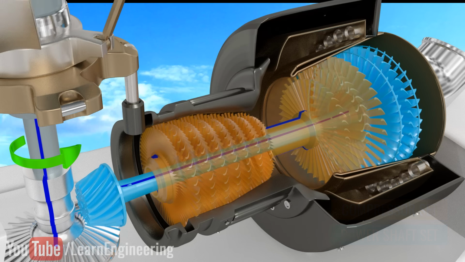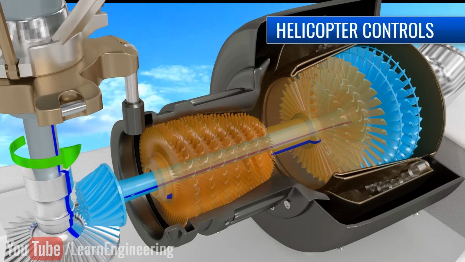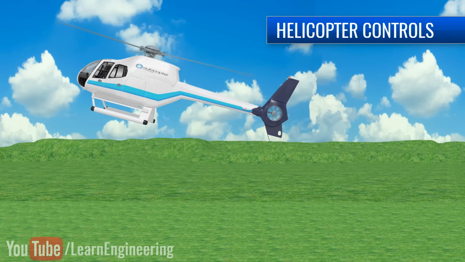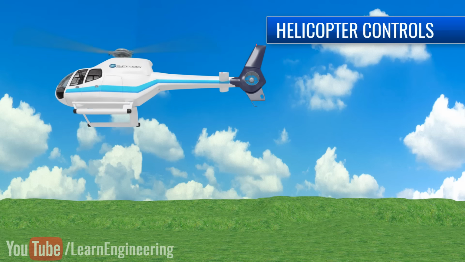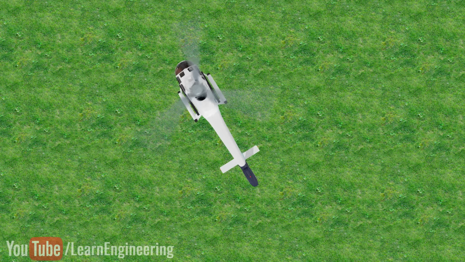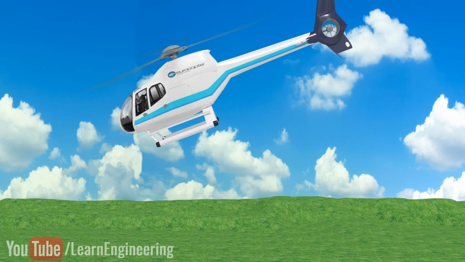The most challenging part in helicopter operation is its controls. That means, how can it fly forward? How can it fly backward? Sideward? Or how can it take a turn? The answer is quite simple. Just rotate the helicopter towards the direction you want to move and just fly.